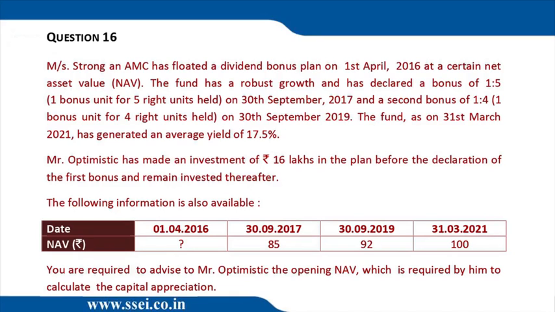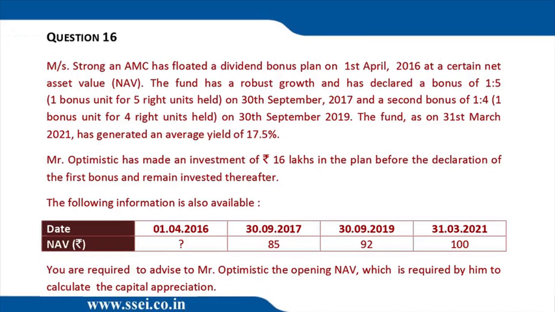Mr. Optimistic has made an investment of 16 lakh in the plan before the declaration of first bonus and remained invested thereafter. So 16 lakh plus 87.5% of 16 lakh. That comes to what? That comes to 30 lakhs. So 30 lakhs he has towards the end.